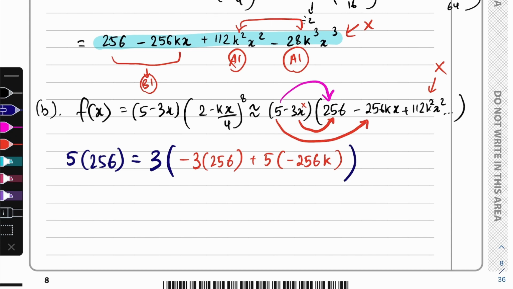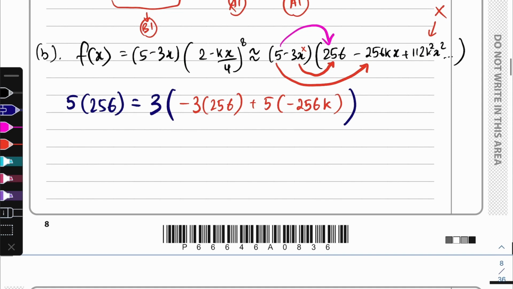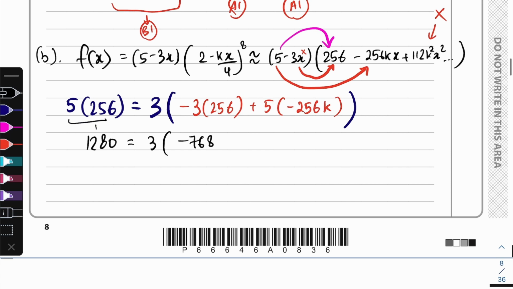All right, so now can we work this out? Yeah, we can. So 5 times 256, this is what? This is 1280 on the calculator. Then we have minus 3 times 256, which is minus 768. Then 5 multiplied by minus 256 we already got is also minus, so in this case minus 1280k, and this is what we get.